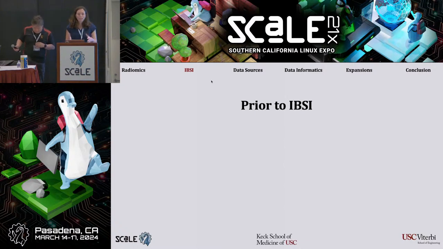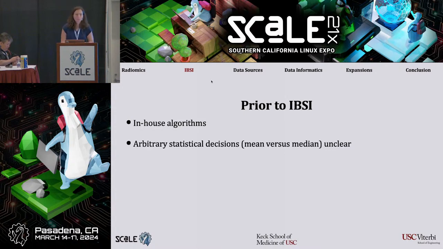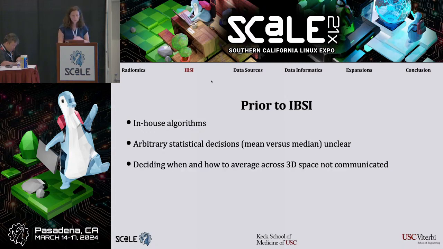So prior to IBSI, when we were calculating this radiomic data, it was primarily from in-house algorithms. So there wasn't really a set standard for how to calculate these metrics, which metrics to calculate, and this led to a lot of confusion, especially when arbitrary statistical decisions were made. There are 3 different ways to calculate entropy. There's a lot of different ways to slice up 3D space, especially because CT and MR data is different than regular 2D image processed data. By adding that 3rd dimension, figuring out when and how to average was difficult.